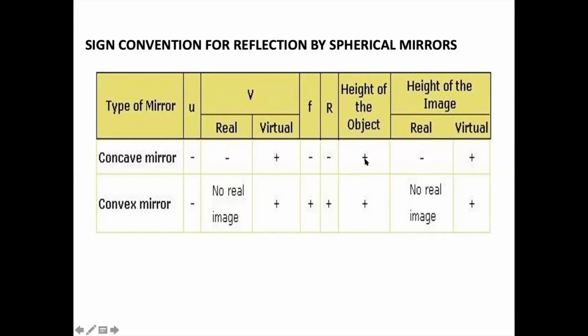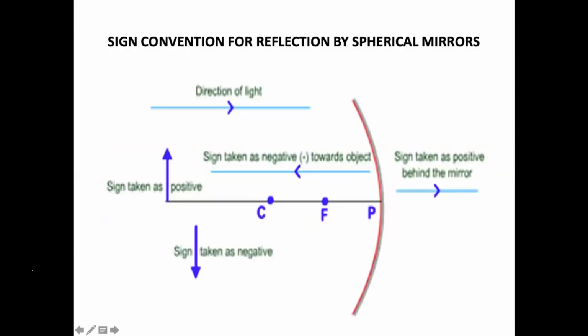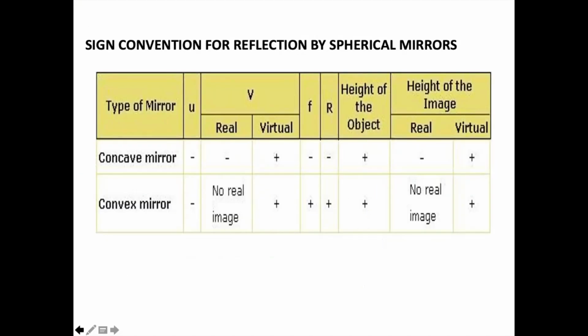When is the height considered to be positive? When the object is above the principal axis. I'll come to this figure later on. And when the image is formed below the principal axis, it is considered negative. So in a convex mirror, U will be negative, but V will be positive. The virtual image is formed, therefore it is formed behind the mirror. And both the focus and radius are also positive, and the height of the object.